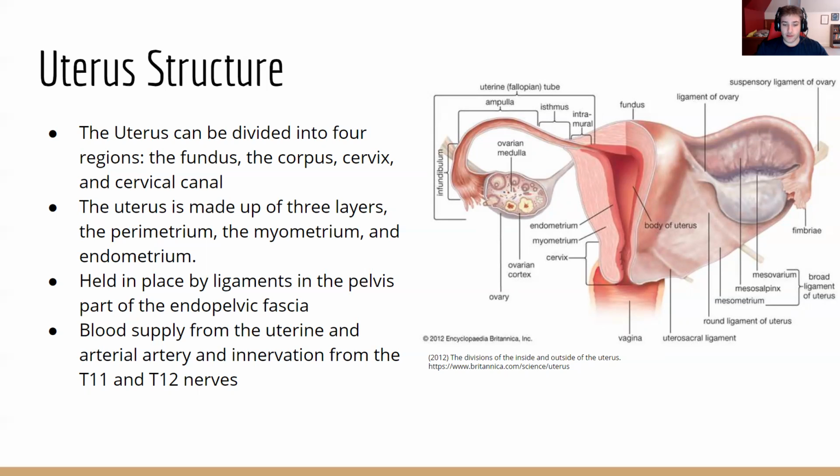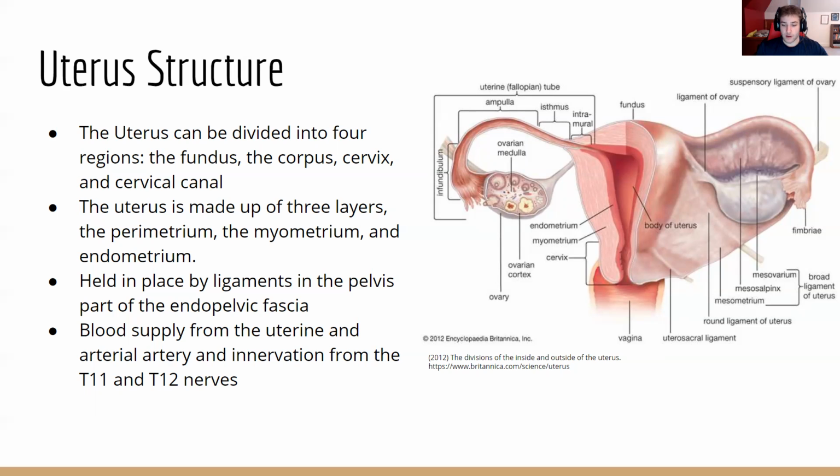The way the uterus is held in place in the body is by ligaments in the pelvis, which is a part of the endopelvic fascia. This includes major ligaments such as the uterosacral ligaments, which connect the posterior cervix to the anterior face of the sacrum. The cardinal ligaments connect the side of the cervix to the ischial spines. And lastly, the pubocervical ligaments connect the side of the cervix to the pubic symphysis.